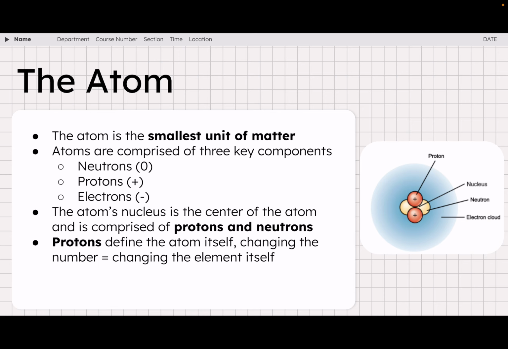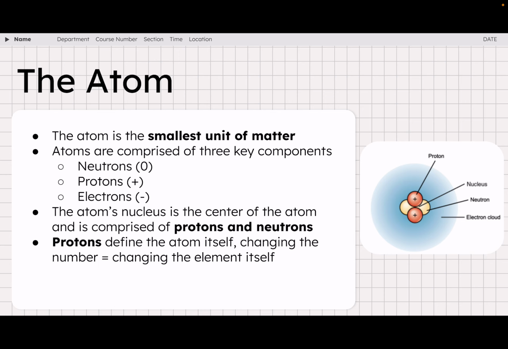Atoms are comprised of three key components, which are found in the diagram on the side: neutrons, protons, and electrons. Neutrons have a neutral charge, meaning they have no effect on the actual charge of the atom. Protons have a positive charge, and electrons have a negative charge. The atom's nucleus is the center of the atom. As you can tell, this area here is basically the cluster of the atom. That's where the nucleus is, and it's only comprised of protons and neutrons, right?